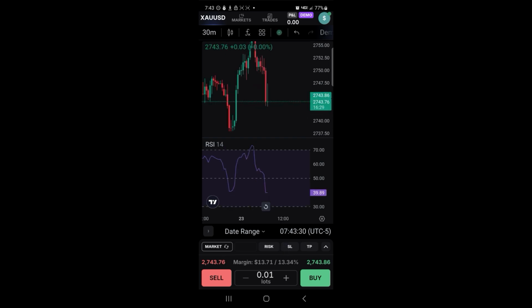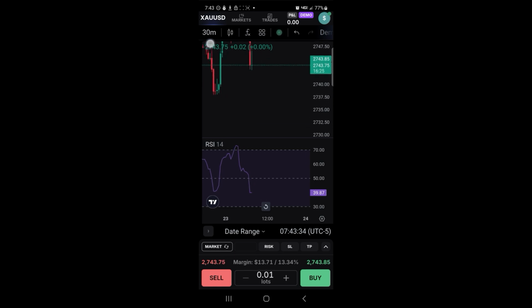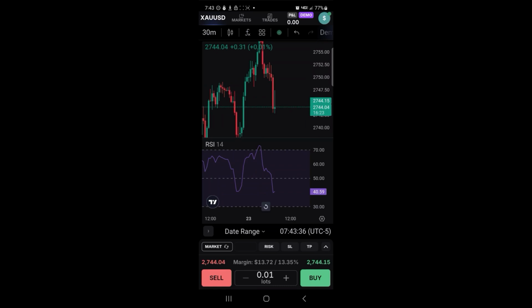Well, that's when I move my charting to a different time frame. As you can see, we are on the 30-minute time frame now. Now, based off of this chart, we have a different pattern forming. And this pattern is a head and shoulders pattern. There is the head and the shoulders.